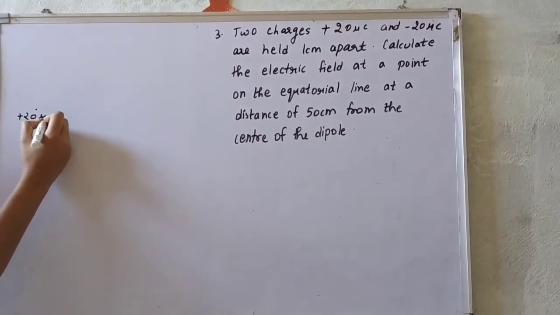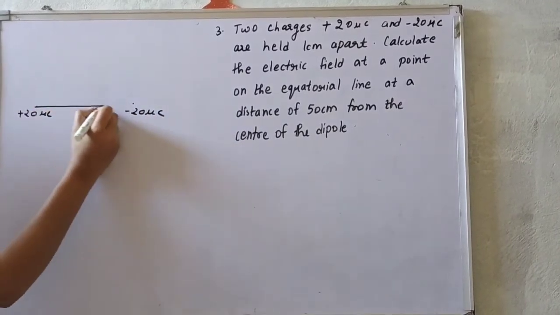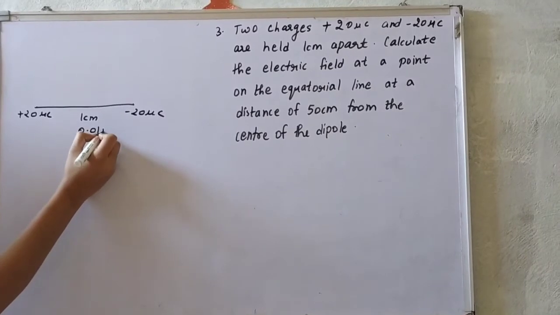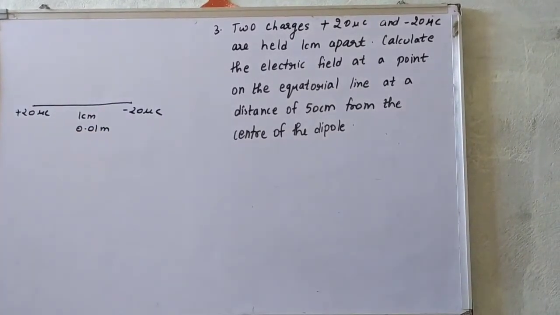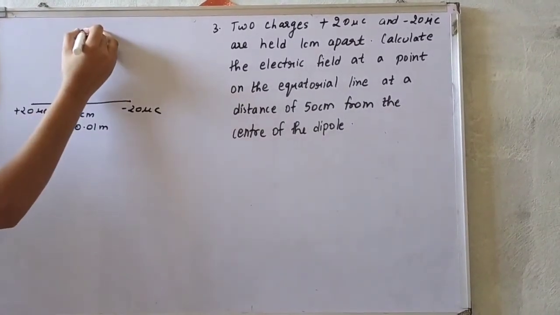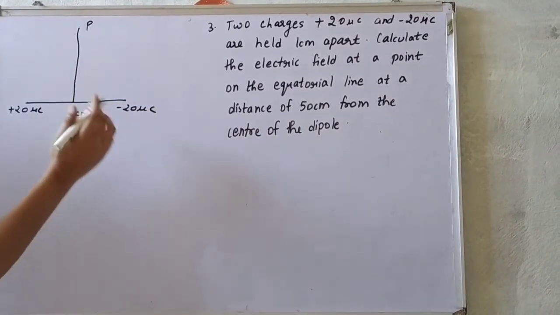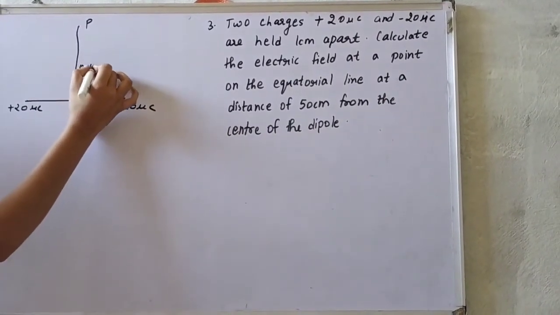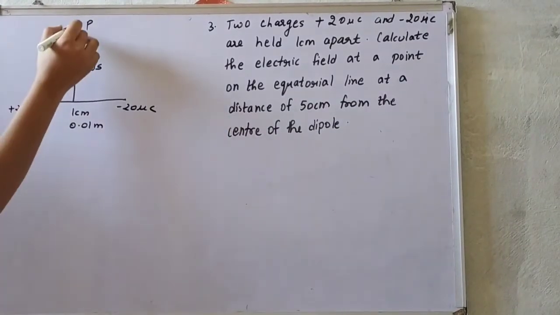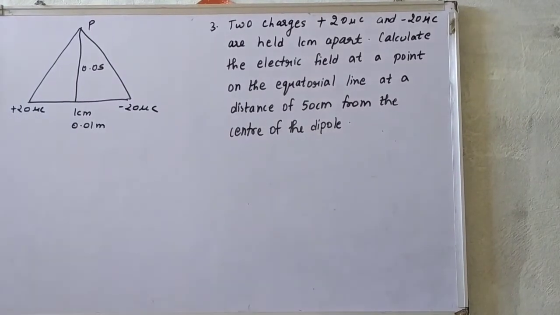plus 20 microcoulomb and minus 20 microcoulomb held 1 centimeter apart. 1 centimeter means 0.01 meter. You need to calculate the electric field at an equatorial point P, which is at a distance of 5 centimeter, that is 0.05 meter, from the center of the dipole. Here was the diagram. And what was the formula for this?